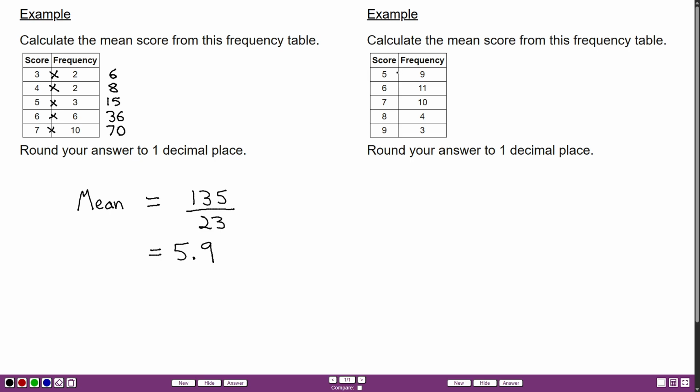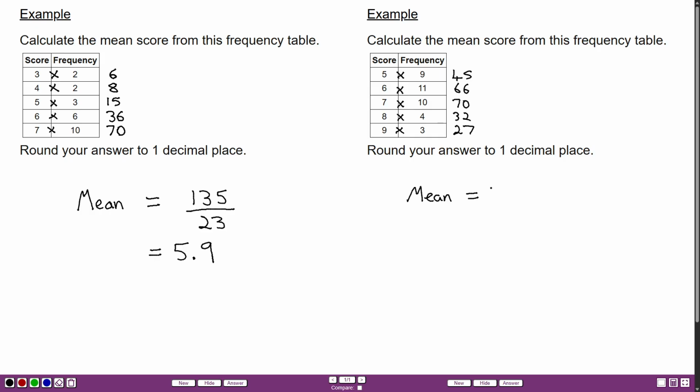Okay, so step 1 then, we need to work out the total number of points, or the total score from everyone. So we need to multiply all these together. So we're going to get 45, 66, 70, 32, and then finally 27. So then to calculate our mean, we need the total score over the total frequency. So let's add up all these here to work out our total score. So 45, add 66, add 70, add 32, add 27.